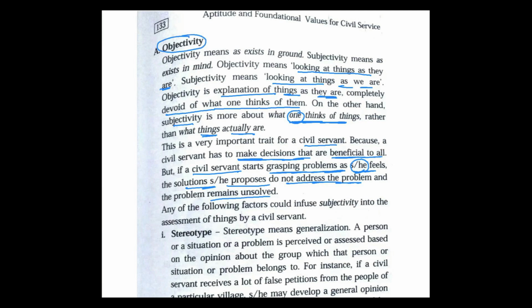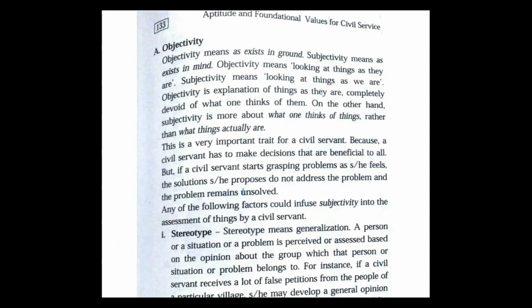Okay, any of the following factors could infuse subjectivity into the assessment of things by a civil servant. So these all things you need to avoid. You need to avoid because these things will make you subjective in nature, which will be difficult because the thing is you are focusing on the betterment of the people. Okay, on a larger scale, the people should be satisfied. Okay, so these things you should avoid. Kya? First is stereotype.